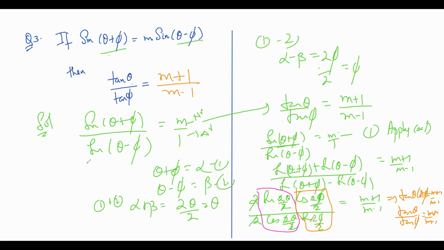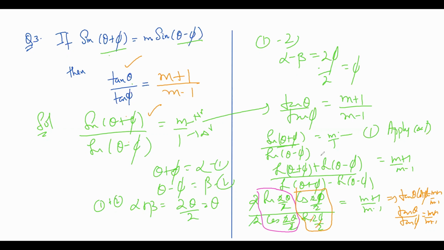That means this process holds both ways. Whenever the ratio of tan is given and you have to find the ratio of sine or cos, you have to apply componendo and dividendo. Whenever the ratio of sine is given and you have to find the ratio of tan, then again you have to apply componendo and dividendo. Instead, if they have given you the ratio of cos and you have to find the ratio of tan, again you have to apply componendo and dividendo, but you have to be careful in that case.